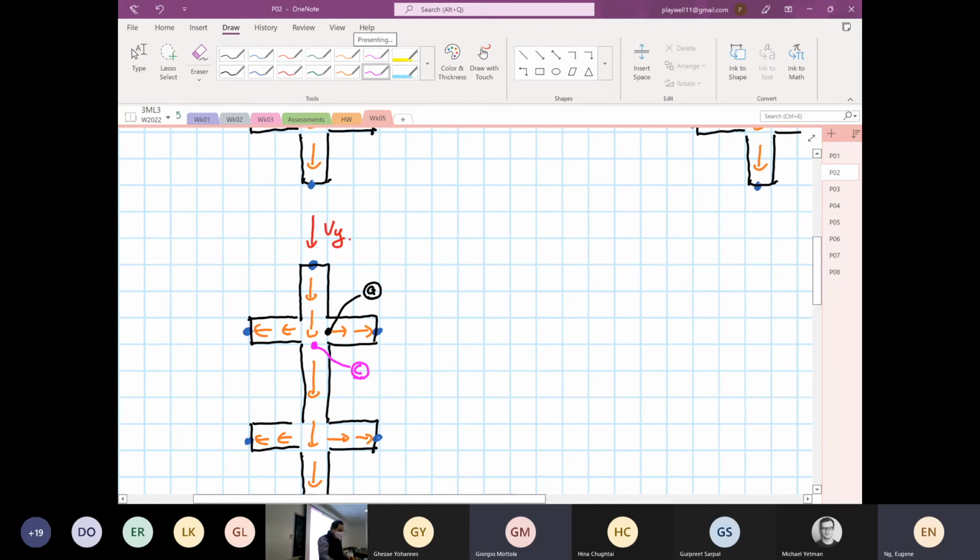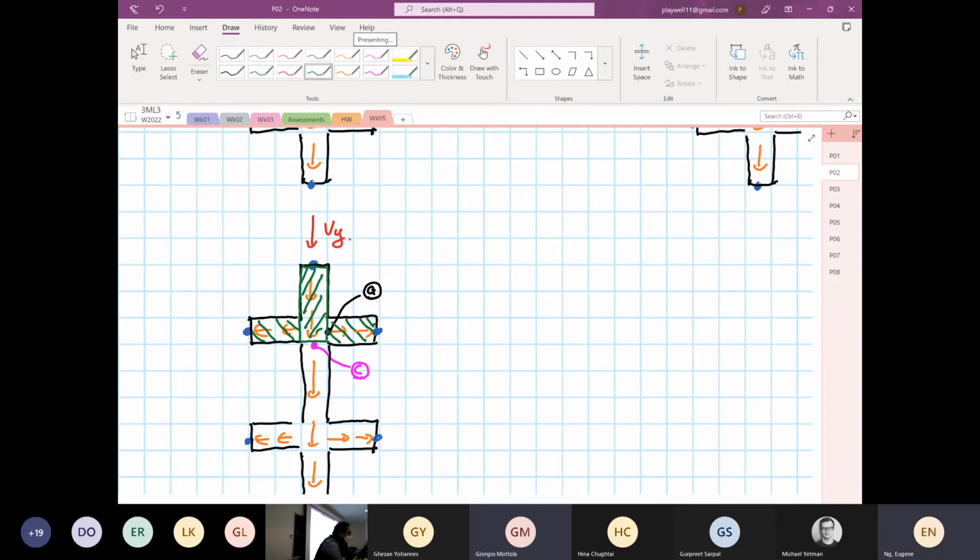Shear flow at point C. So to find the shear flow at point C, this is the area that you take. So I will section it this way. Okay, so this is one area, and this is the other area.